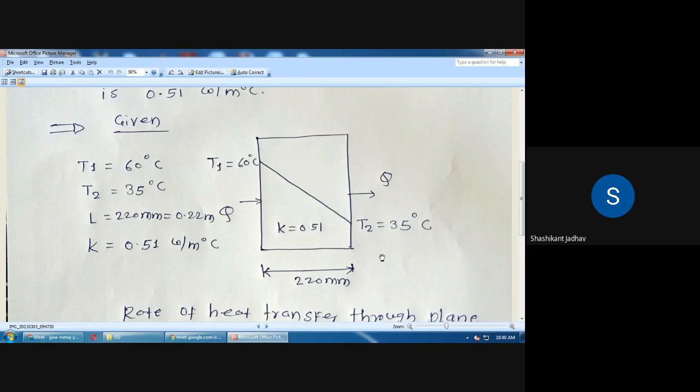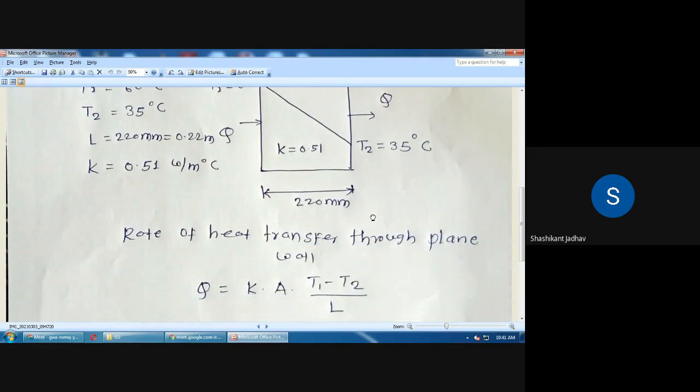So what is another name for the capital Q by A? That is nothing but heat flux. And what is the notation for that? Small q. Remember this also: capital Q by A is small q, and small q is nothing but heat flux. Sometimes they ask to find out the heat flux. At that time we have to find out the value of capital Q by A, and that capital Q by A is nothing but small q. What is meant by heat flux? Rate of heat transfer per unit area, that is capital Q by A.